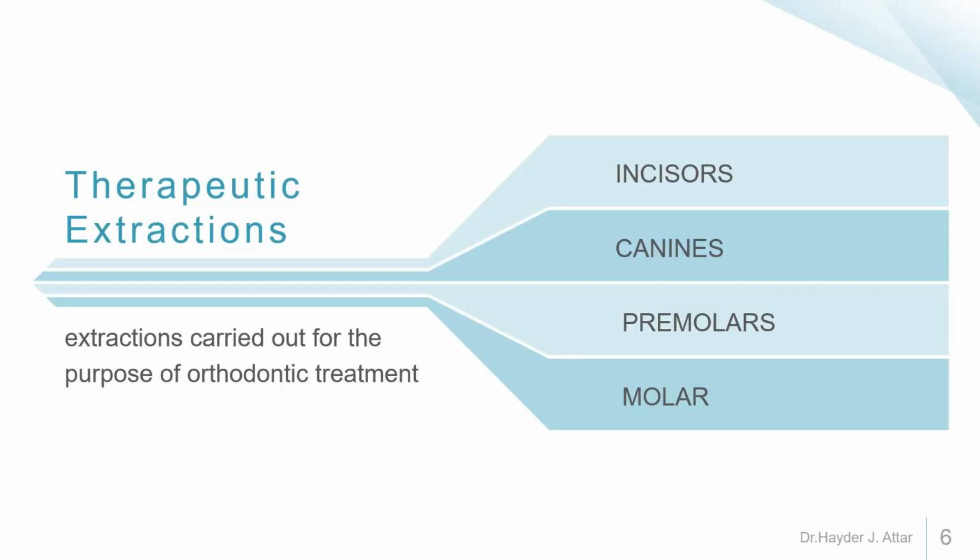Therapeutic extraction includes extraction carried out for an orthodontic purpose. The orthodontic purpose, as mentioned before, is either relief of crowding or correction of the sagittal relationship, as in class 1, class 2, or class 3 malocclusion. The permanent teeth that may be extracted for therapeutic extraction are the permanent incisors, canines, premolars, and molars.